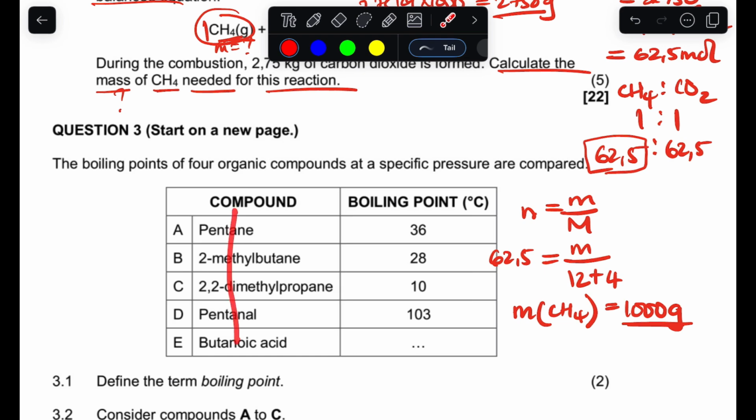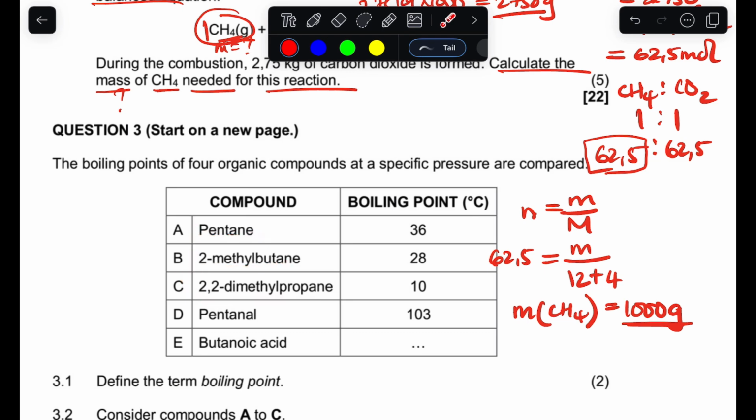We have these compounds here, but looking at these compounds, they are alkanes, all of them. It's pentane, it's butane, it's not butane, it's 2-methylbutane and 2,2-dimethylpropane. So what's the difference here? It's branching. These are becoming more branched. This is a straight chain, and then it's branched, and it becomes more branched.